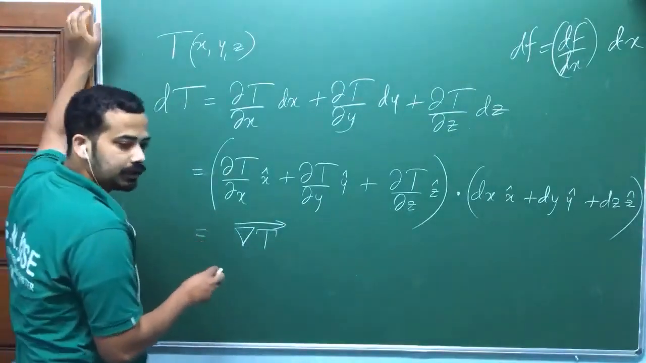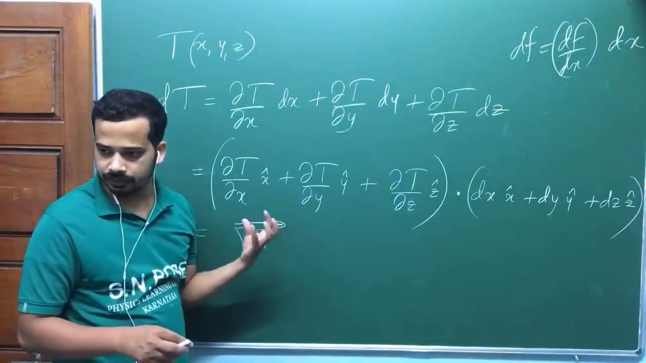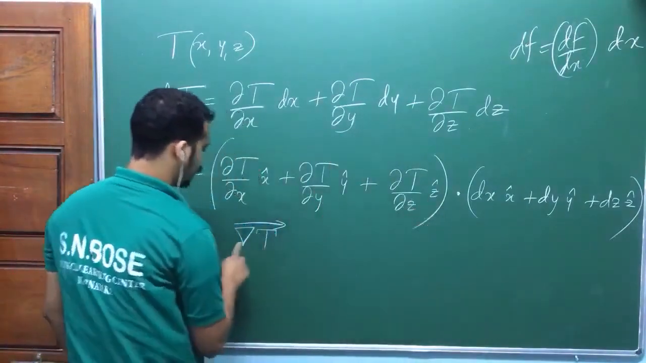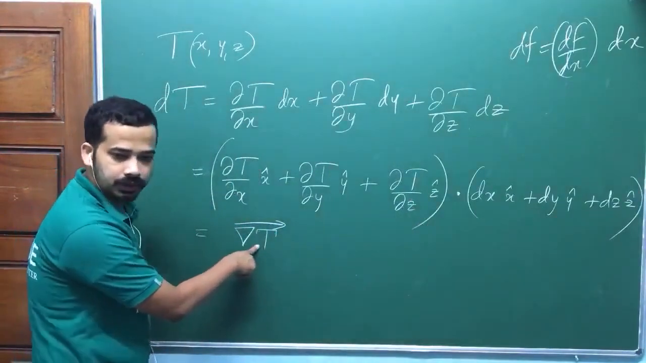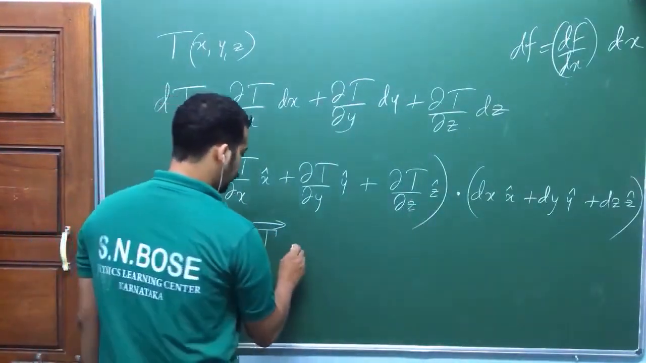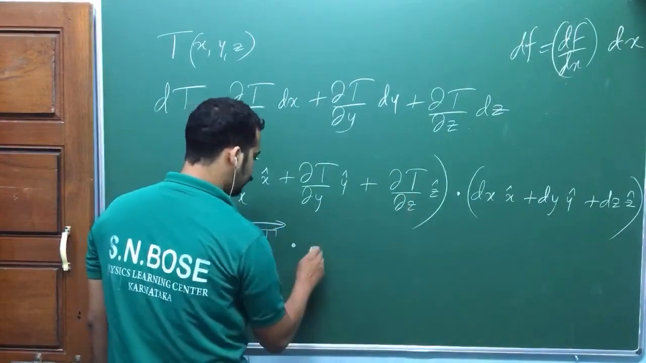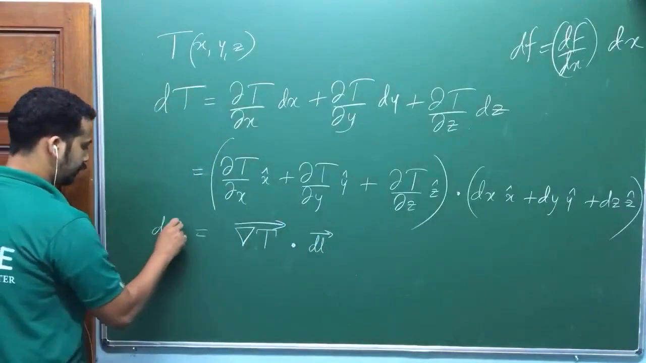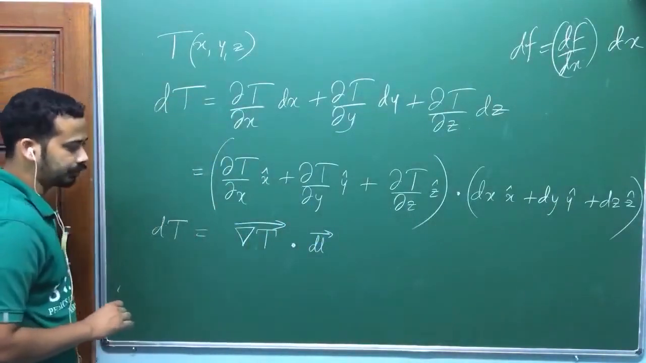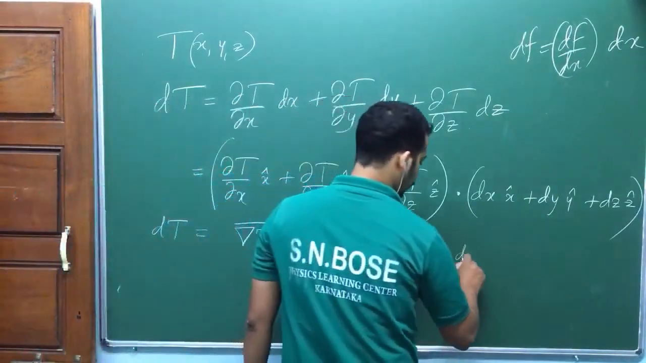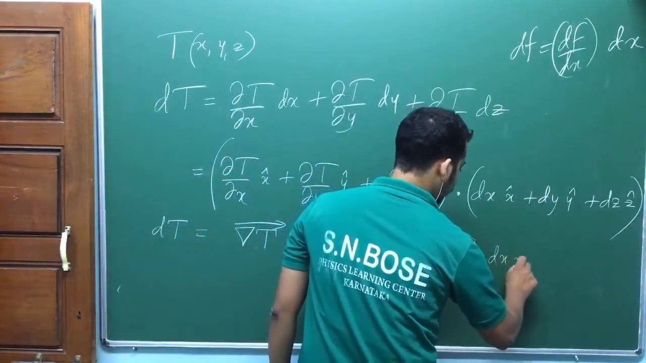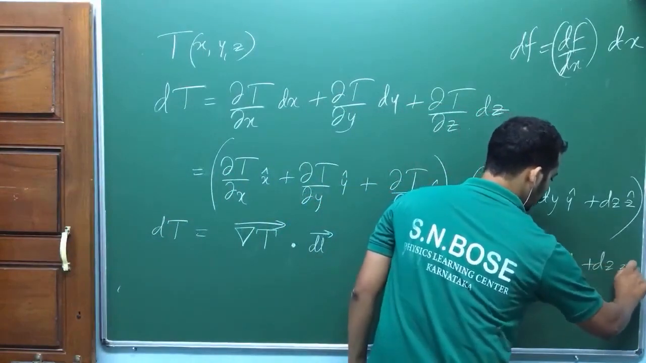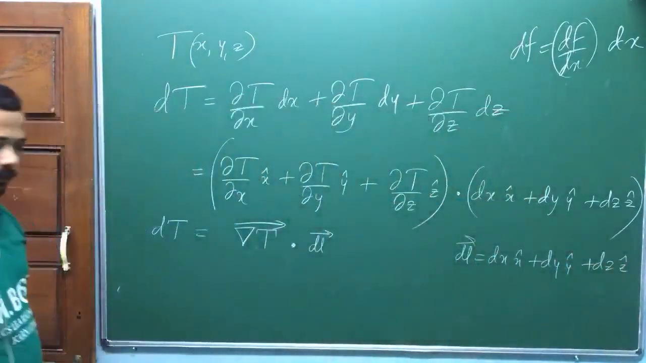Let me call it a gradient. This may be a new thing for you, but let me define it like this: this whole vector as the gradient of some scalar field, dot product with dl vector. Where dl vector is equal to dx into x cap plus dy into y cap plus dz into z cap. Is that okay?